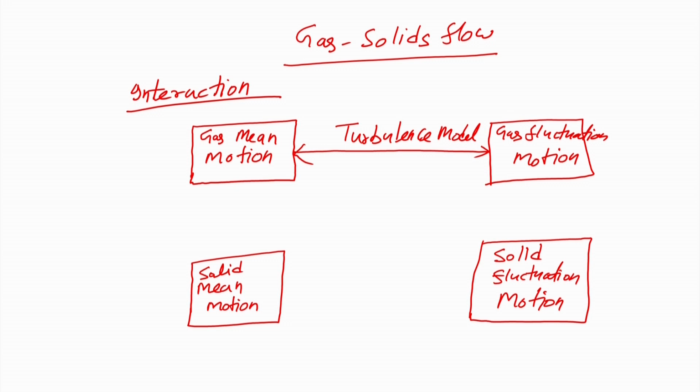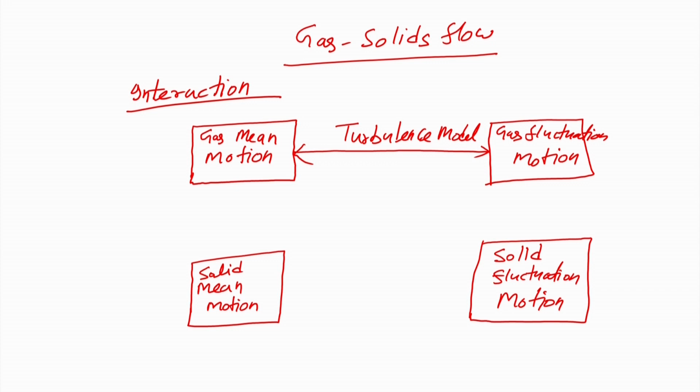So, if you develop a correlation, if you use a model, then if you want to model the gas mean motion as well as the gas fluctuation motion, you need certain models, some additional parameter or additional model, and those models are known as turbulence models. Sometimes we also call it a turbulence closure. So, you need another extra equation to close the problem, and that will be in terms of the turbulence model.